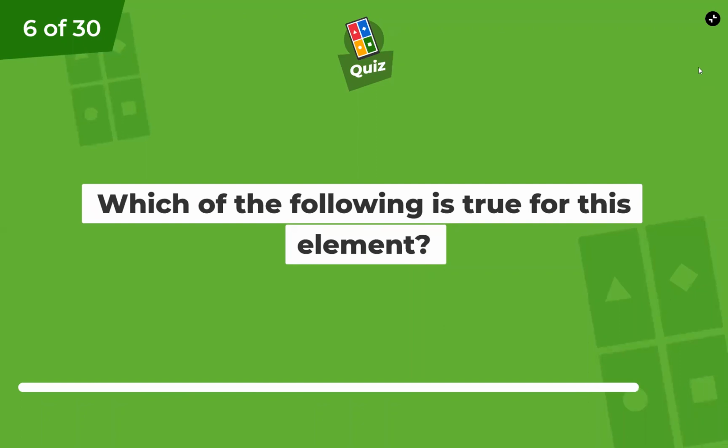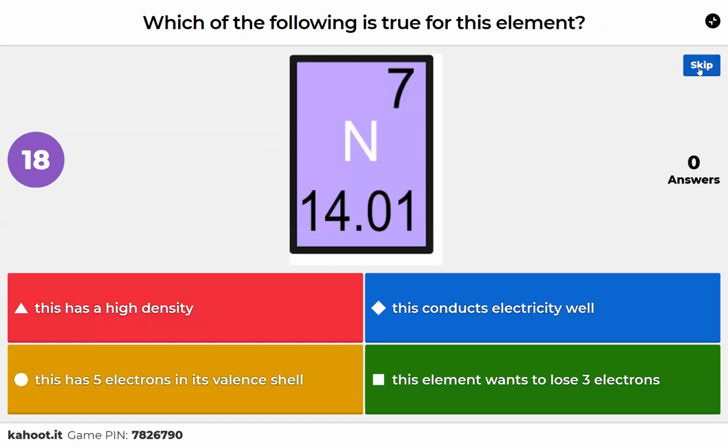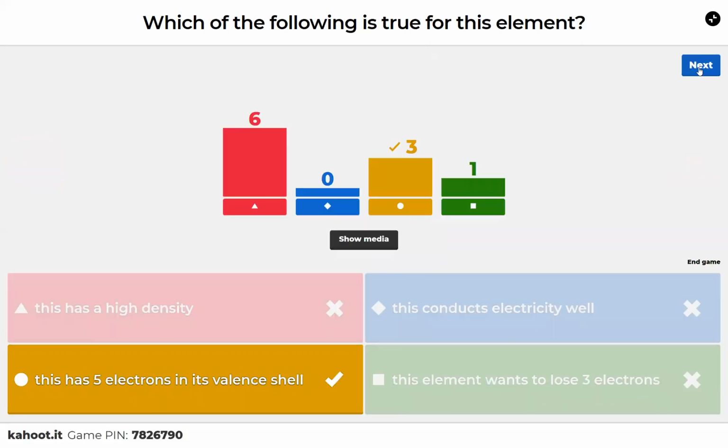Which is true? I'll give you a hint. It's a gas. Very good. So if it's a gas, it can't have high density and it cannot conduct electricity well. So that eliminates 2 possibilities.